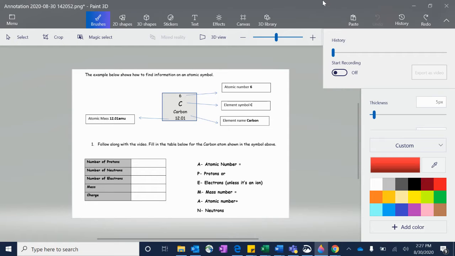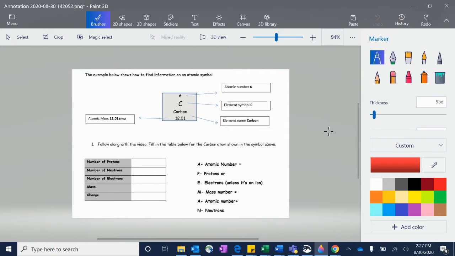All right, so we're going to learn how to interpret something called an atomic symbol. These are found on the periodic table for every single element in existence. So, looking at this box, you've got 4 pieces of information that we can pull out, and then we can use a nifty acronym called APEMAN to get even more info from those 4 basic pieces.